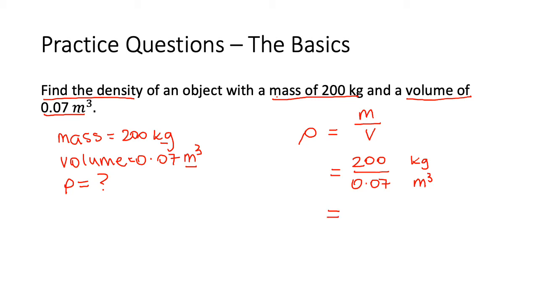When we divide 200 by 0.07, we get the answer of 2,857, and we know our units for density are kilograms per cubic meter. So this is our answer. The density of the object is 2,857 kilograms per cubic meter.